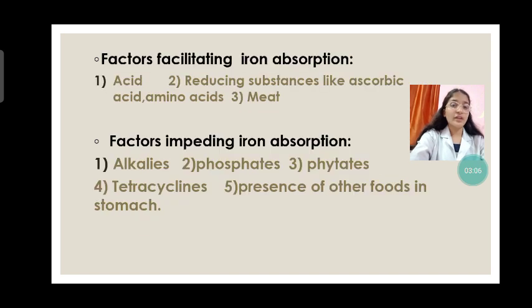Now the factors which facilitate iron absorption are acid, reducing substances like ascorbic acid, amino acids and meat. The factors which inhibit iron absorption are alkalis, phosphate, phytates, tetracycline. These four substances inhibit iron absorption by forming complexes with iron. Fifth is presence of other foods in the stomach.